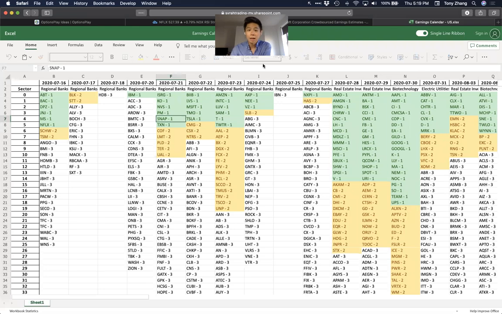As far as Saturdays, the smaller companies sometimes do that. I don't know why they do that, to be perfectly honest. There's no rule. You can report earnings anytime. You just can't do it during the market hours.